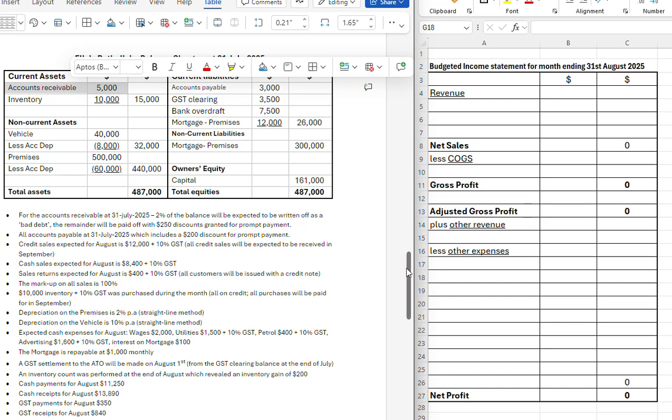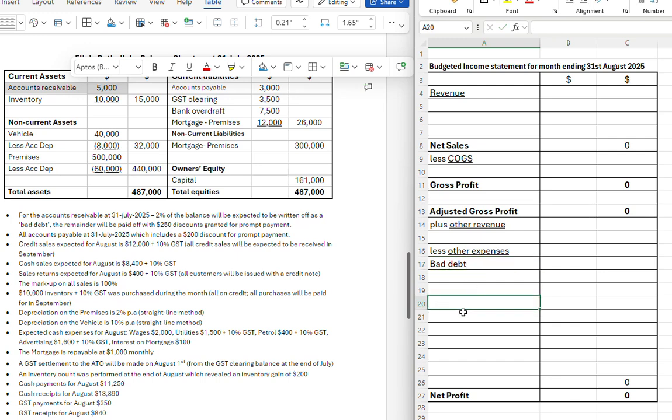Okay, so bad debt satisfies the criteria for an expense because it reduces assets in terms of our account receivable balance and also owner's equity in terms of the impact on our profit. So therefore we're going to report this as an expense, a non-trading expense. So if we work over here on our right in our income statement, I'm going to type in bad debt.